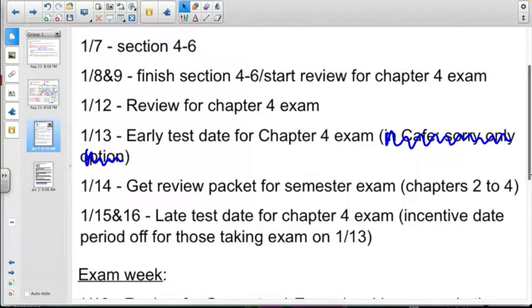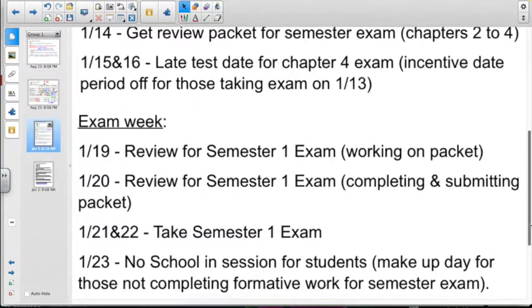Next week after the test, we'll have a day just to get together. I'll give you a semester review packet. And then the end of next week will be that incentive day. So if you hit the early test date, you're off on that Friday of next week for this class period. If not, then that's when you'll be taking your test. And then that following week is exam week. So we'll come back, we'll have a couple more days of review, and then we'll hit that exam at the end of the week. Okay, so any questions about that?